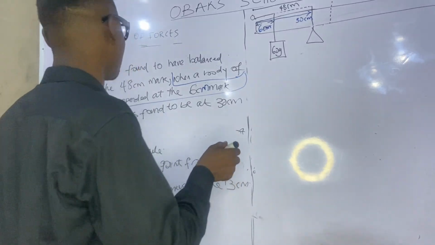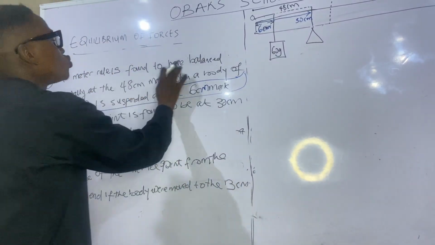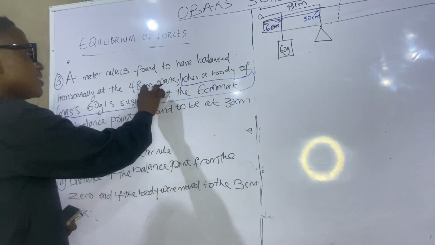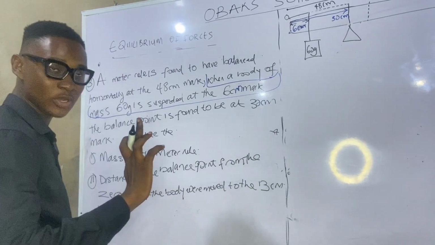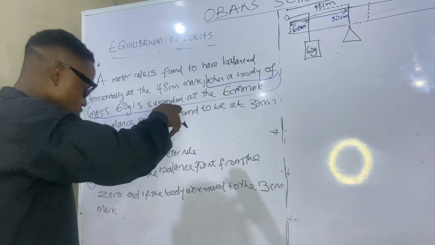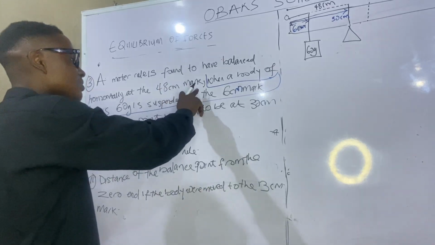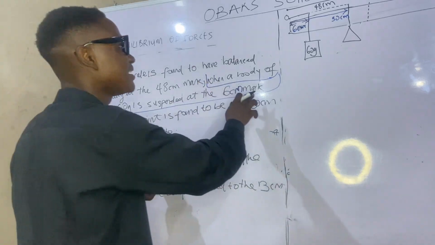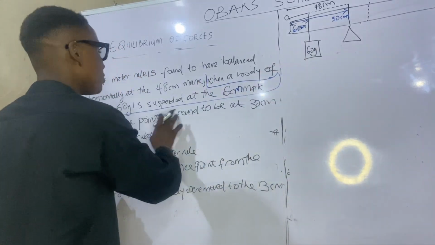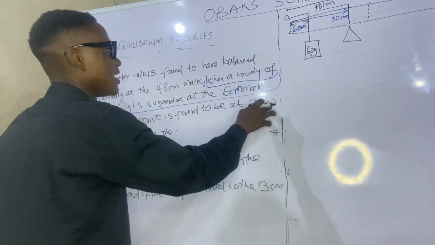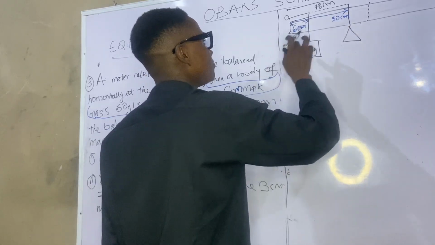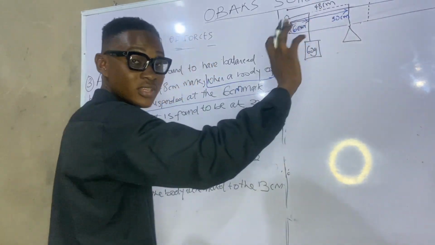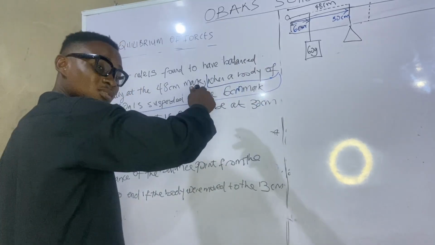Okay, we read the question the wrong way. A meter rule is found to have balanced horizontally at the 48 centimeter point. That means its initial normal balance point, according to this question, is 48 centimeter. Then, when a body of mass 60 grams is now suspended at the 6 centimeter mark, the balance point is now found to be at 30 centimeter. So this was the initial balance point when nothing was applied on it, according to the question.